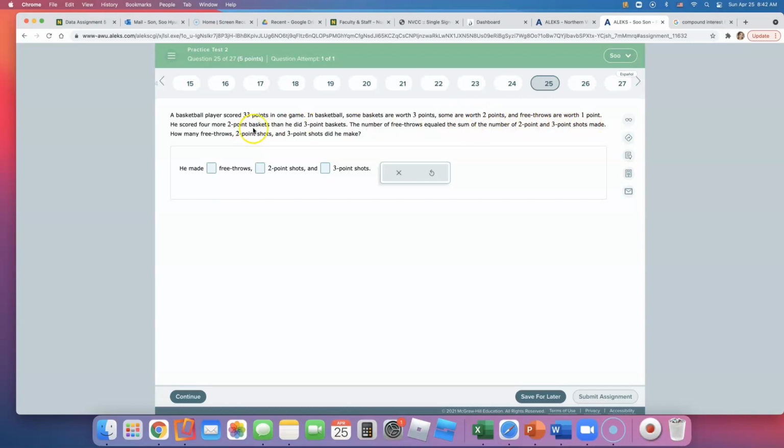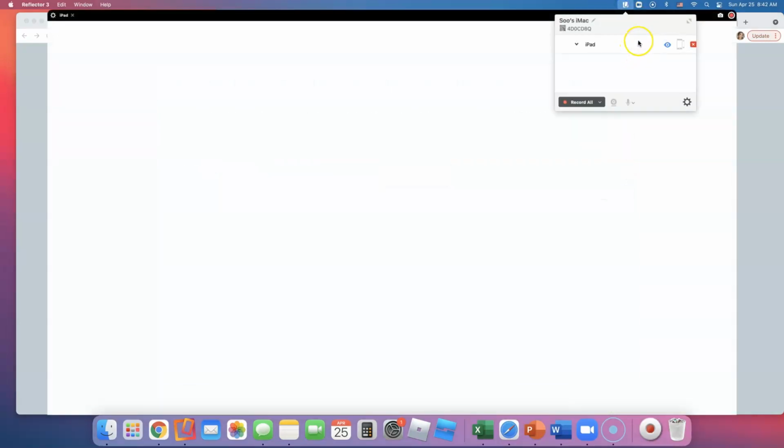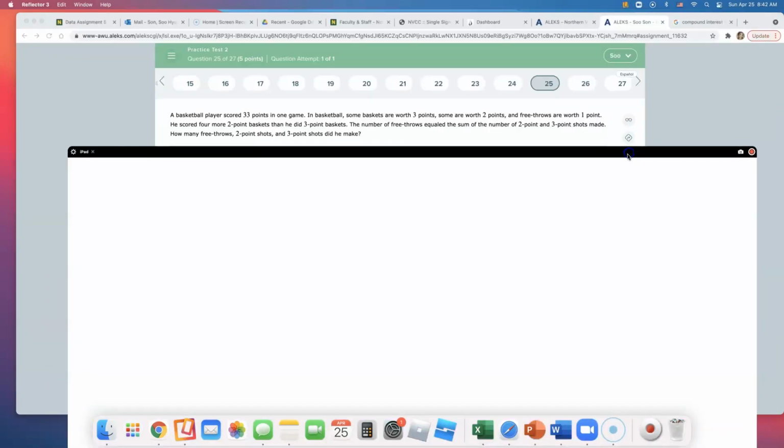Okay? So it's a mixture of 3 types of shots that he made, and he got 33 points in total. He scored 4 more 2-point baskets than he did 3-point baskets. The number of free throws equals the sum of the number of 2-point and 3-point shots made. Now, I'm going to go ahead and get my notepad because I don't think I can solve this in my head or explain this in my head.